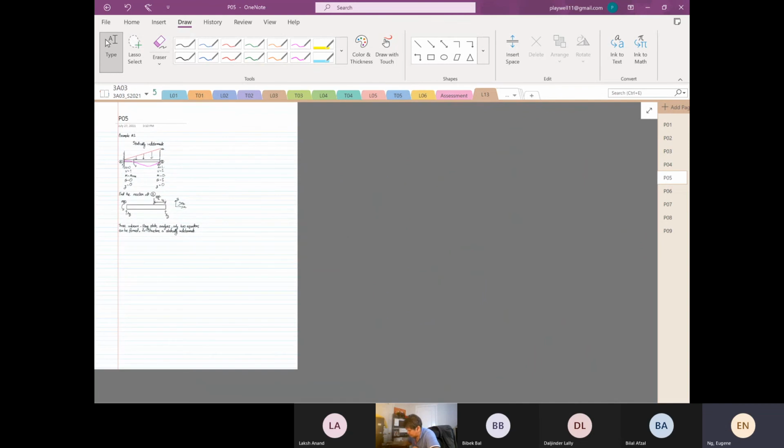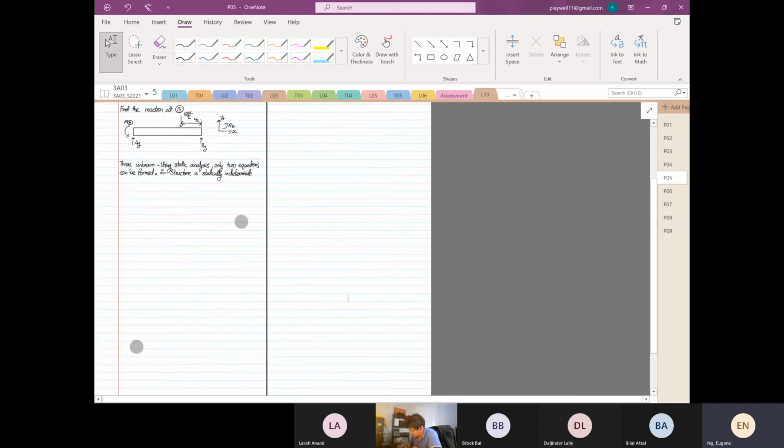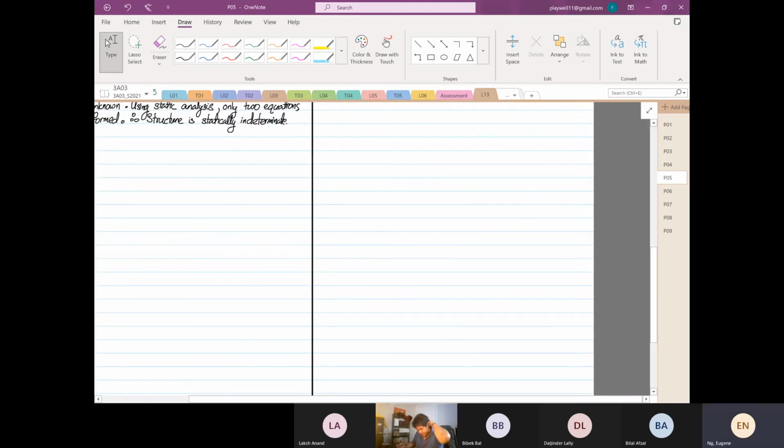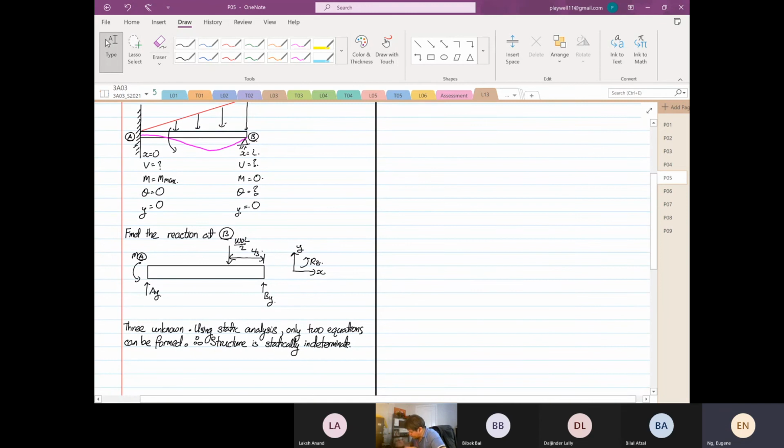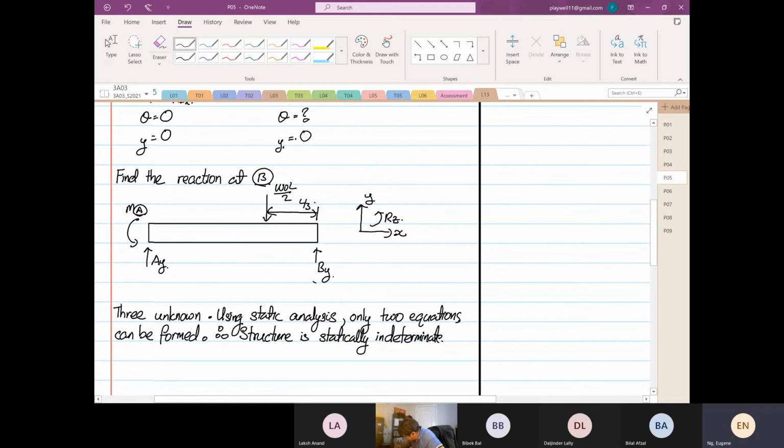The reason why I'm doing this is I'm going to draw a center line, so I can do the whole example on one whole page. I don't need to change pages. Okay. So we can form the equation. Okay, let's form the equation and see what will happen. Okay, so let's use static analysis. So what we want to find is BY. Okay, we're going to find BY.